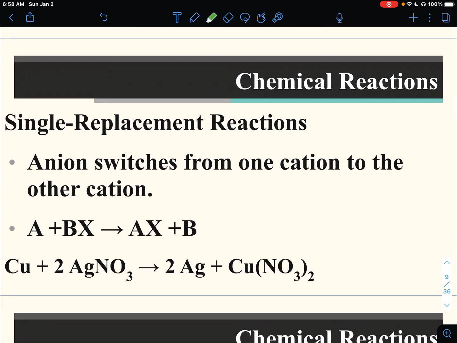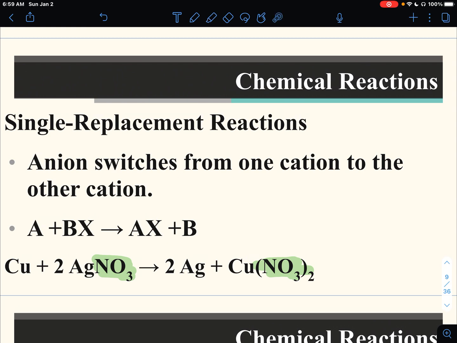Single replacement reactions. What's going to happen is that the anion switches from one cation to the other cation. Our general reaction looks like this, where we still have A and B, but the thing doing the switching, the X, is the anion. It goes from B to A. So this is what one of those would look like. You can see our anion, remember that's just a negative ion, switches. It goes from being attached to Ag, and then it is attached to copper.